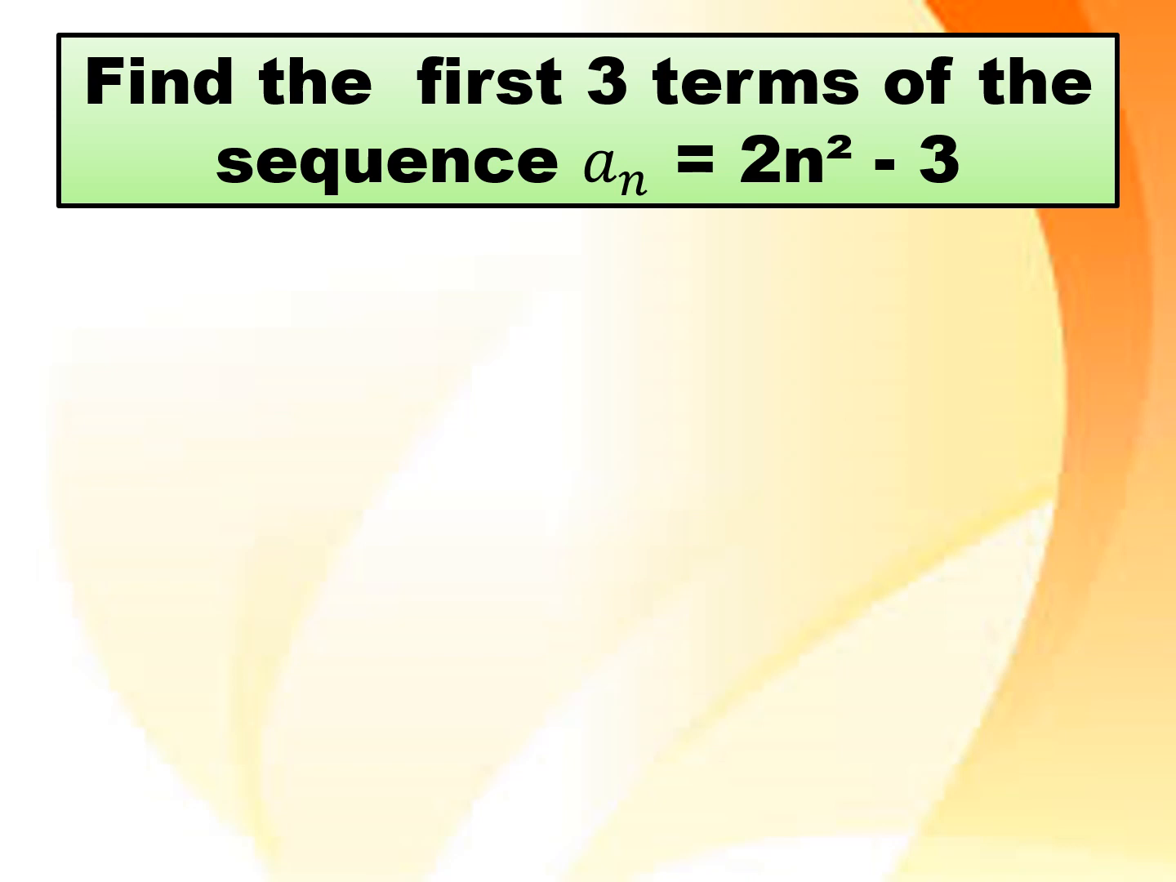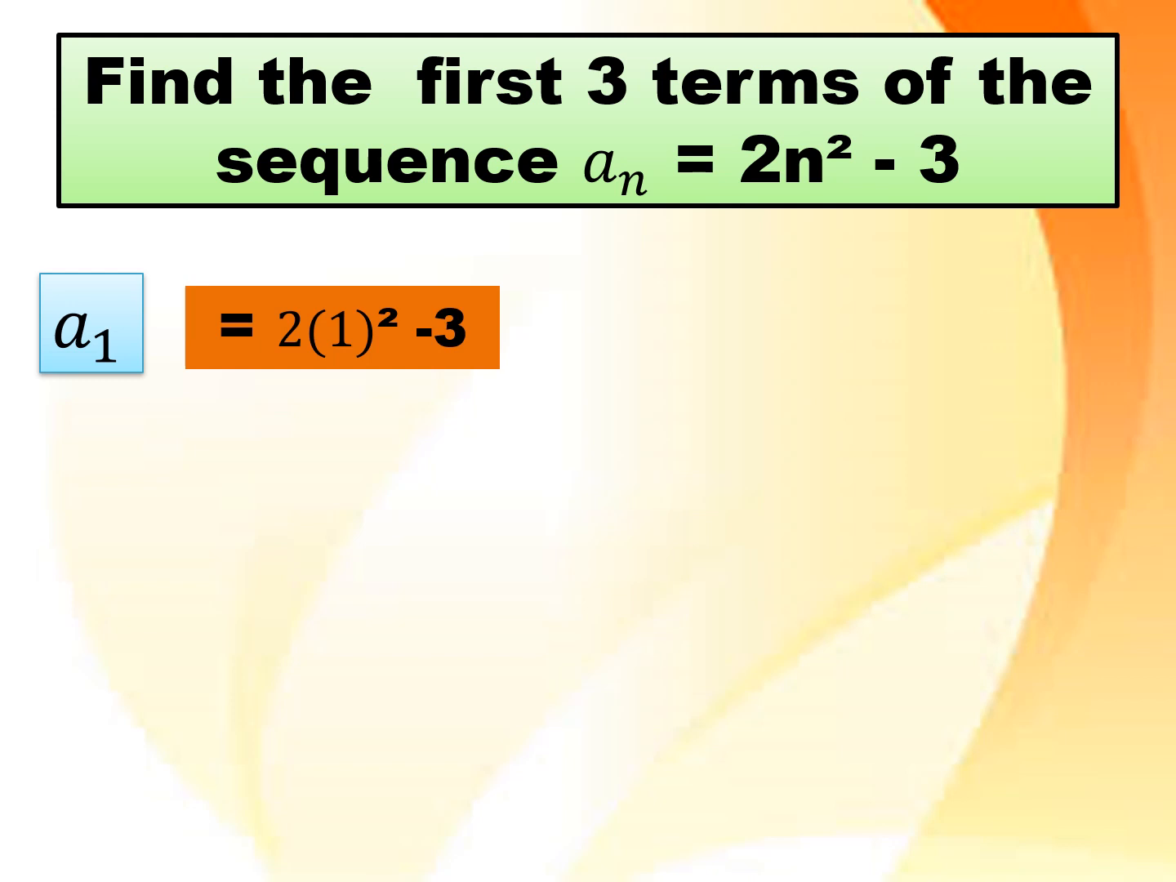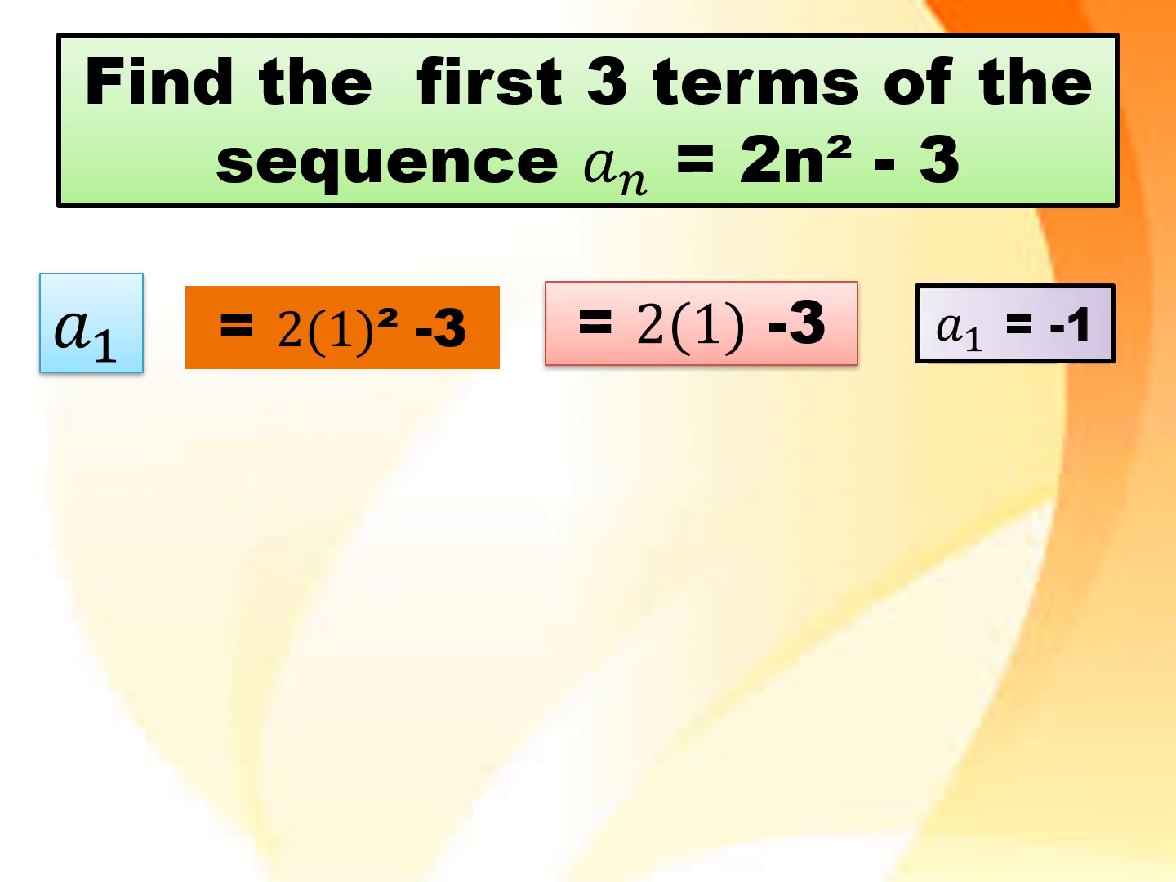Let us find the first three terms of the sequence a sub n is equal to 2n squared minus 3. Since we are going to find the first three terms, we will have a sub 1, a sub 2, and a sub 3. For a sub 1, that would be equal to 2 times the value of n, which is equal to 1 squared, minus 3. Simplifying the exponents, we will have 2 times 1 minus 3, which is equal to negative 1.